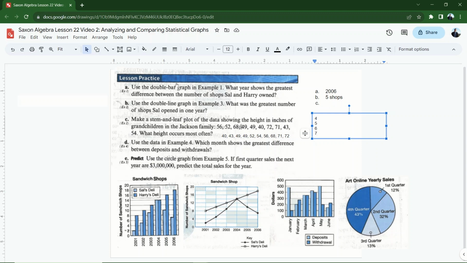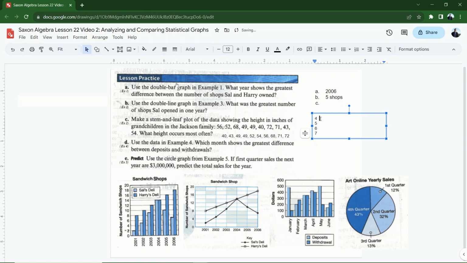I don't have any 1s, 2s, and 3s. So none of the grandchildren had heights in the 10-inch range, 20-inch range, or 30-inch range. And I don't have any 8s. So nobody had a height in the 80-inch range. So this is what my stems are going to look like. Okay, so this is how you do it.